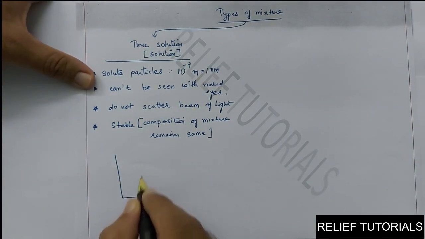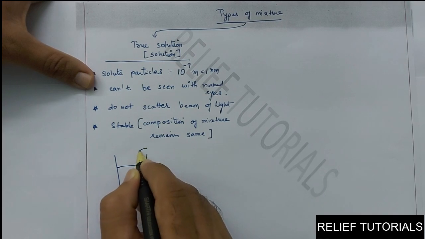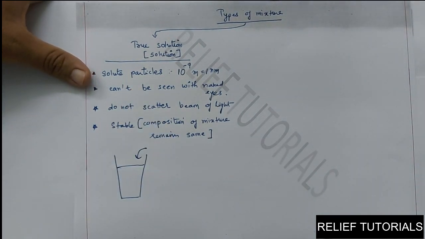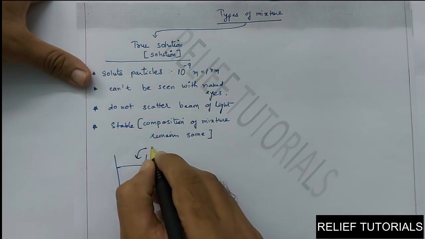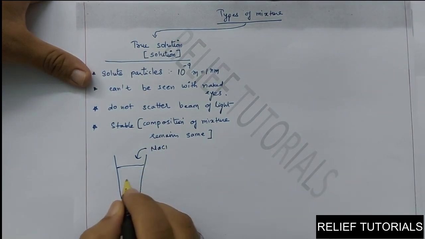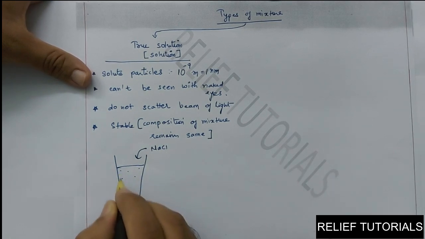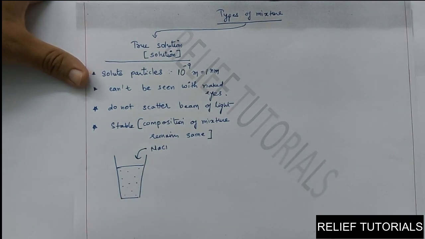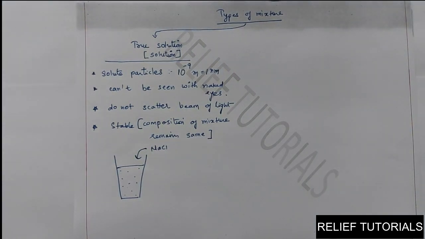For example, this is the solution of NaCl. The best example of solution is what? Solution of common salt in water. If you have dissolved NaCl in the water, the molecules of NaCl are distributed equally everywhere. So when you keep this solution undisturbed, the particles of solute are not going to settle down at the bottom due to gravity. So no matter whether the solution is in motion or steady, the composition of the mixture remains the same. This type of solution is called a true solution.